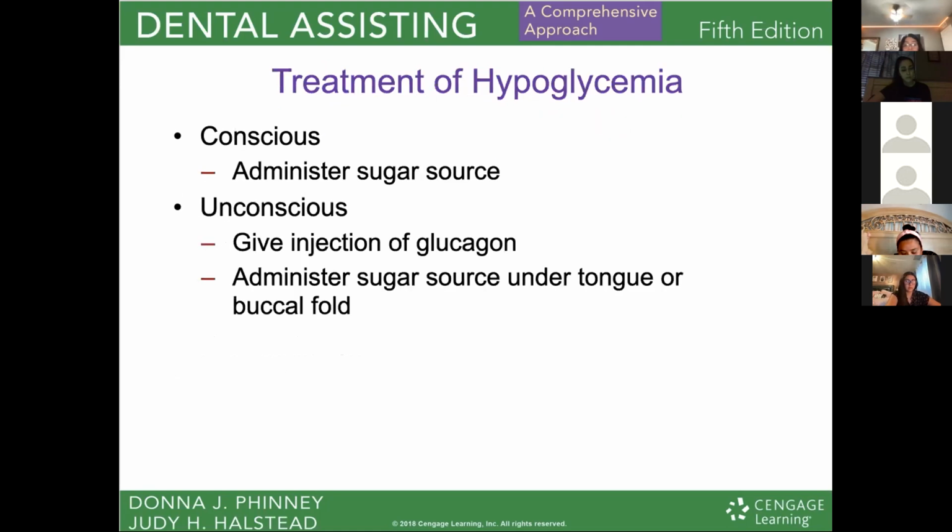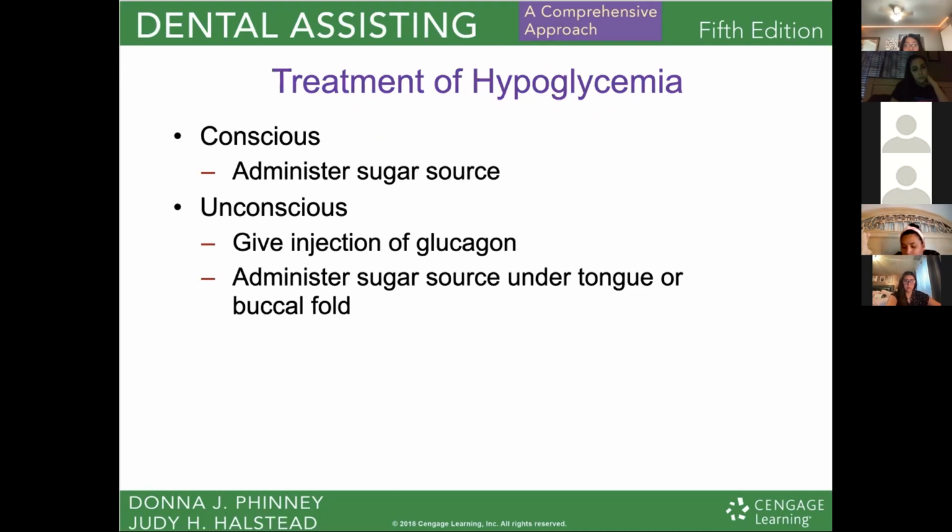So if a patient is conscious and they have hypoglycemia, have them administer some type of sugar source. Give them soda, give them cake icing. Orange juice is another good one. Crackers, things that have high amounts of carbs. Usually a liquid sugar source is going to be the most fast acting.